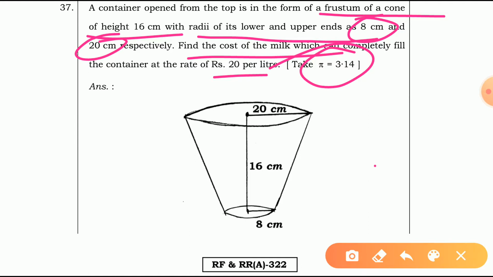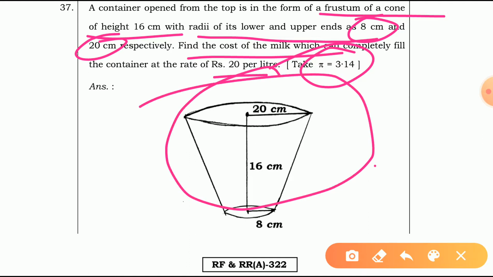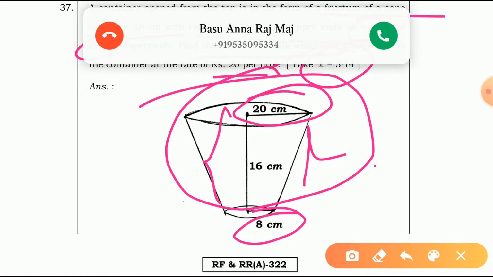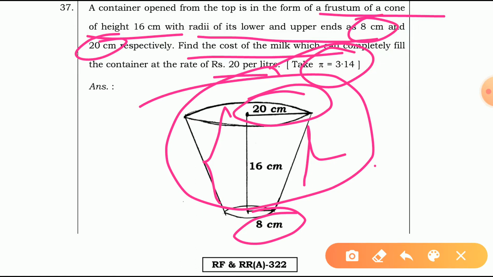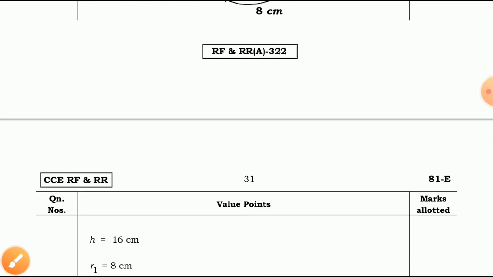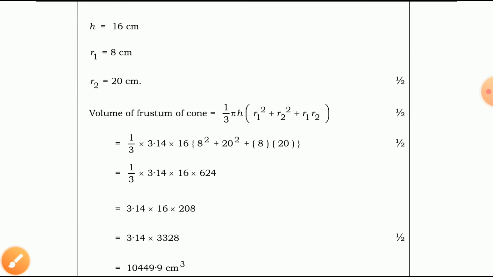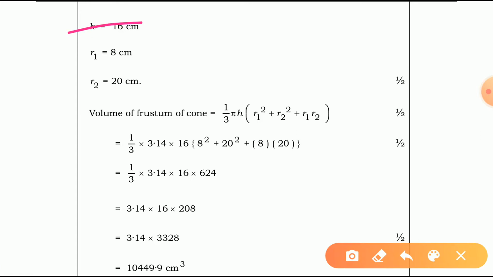3.14. Okay, here the diagram is like this. This is the height of the frustum of a cone. This is the slant height l, and this is the radius, this is 8 centimeter, and this is also a radius, this is 20 centimeter. Okay, here it is given h is equal to 16 centimeter, r1 is equal to 8 centimeter, r2 is equal to 20 centimeter.